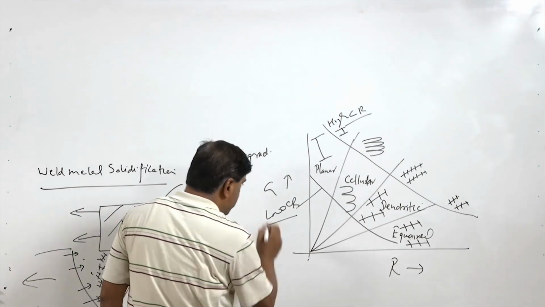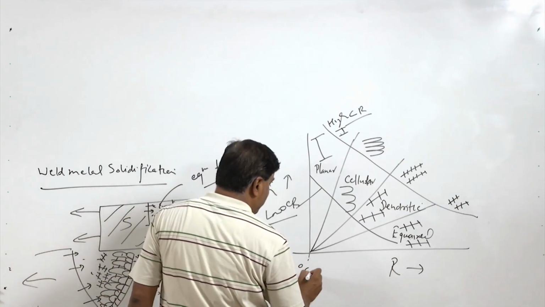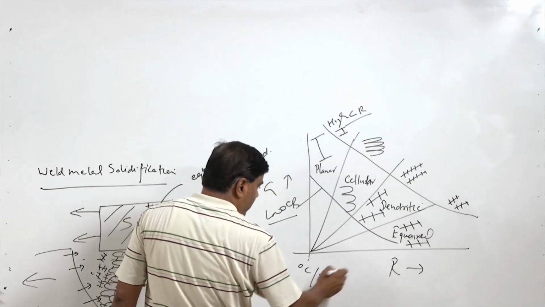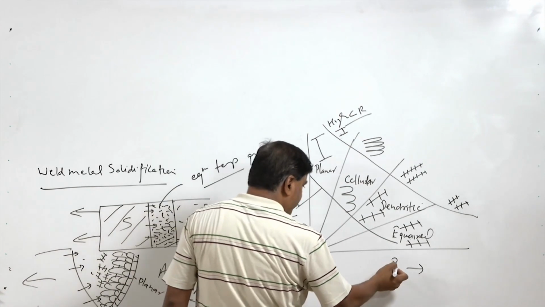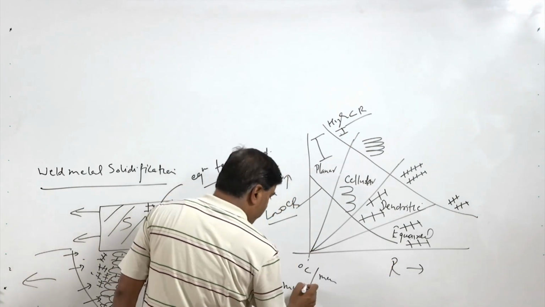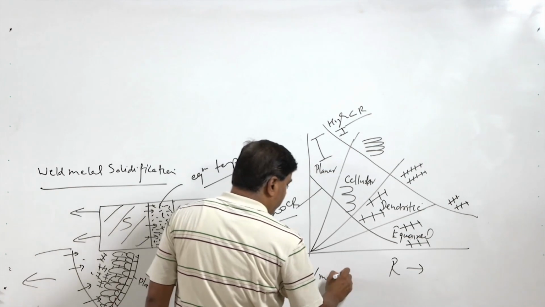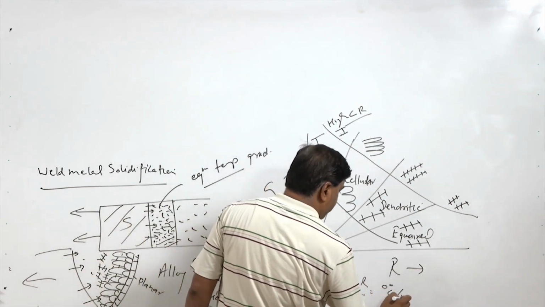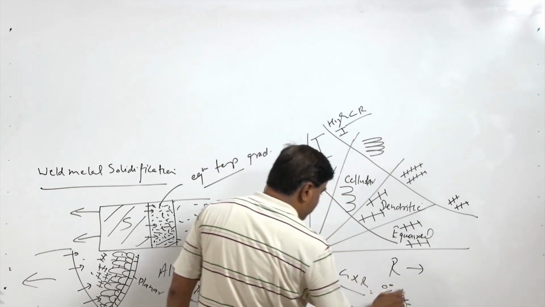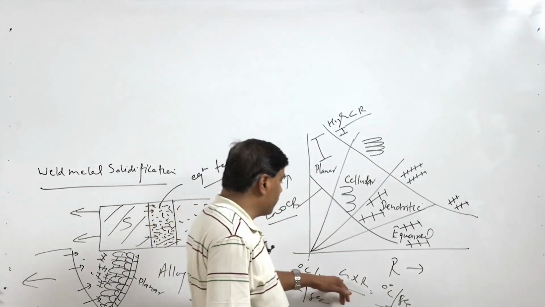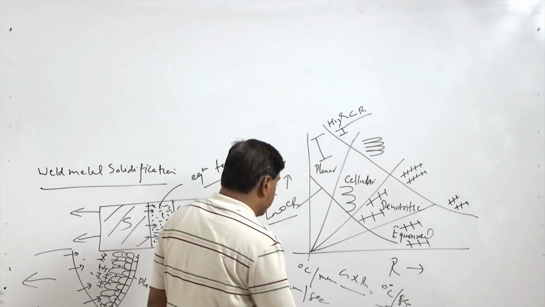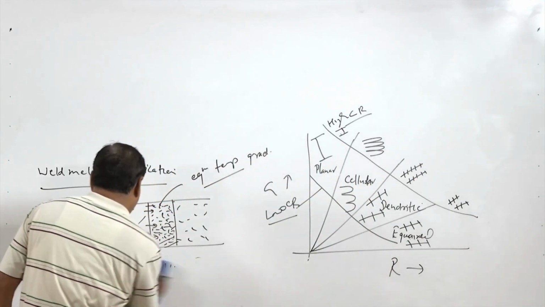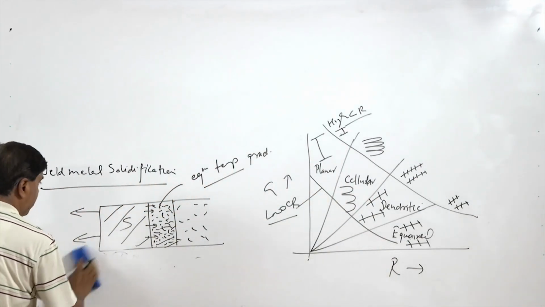The temperature gradient G is in degrees centigrade per unit length, and the growth rate R is in mm per second, say. So the product of G and R results in degrees centigrade per second. Basically, this reflects the cooling rate. So the product of G and R reflects the cooling conditions or the cooling rate. All these things have been summarized in the form of a diagram.